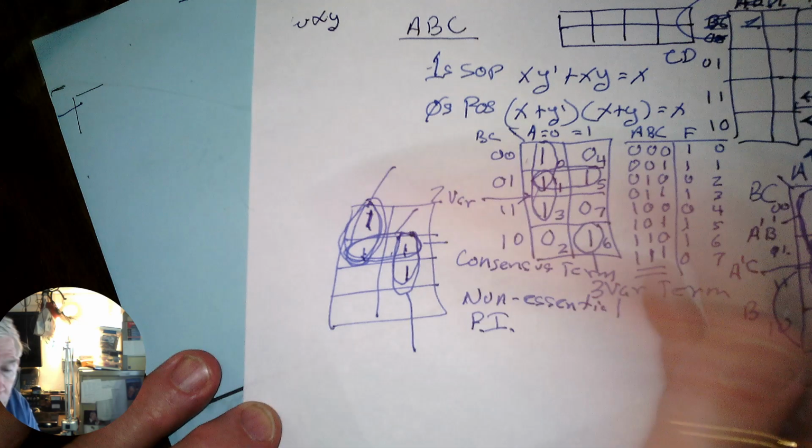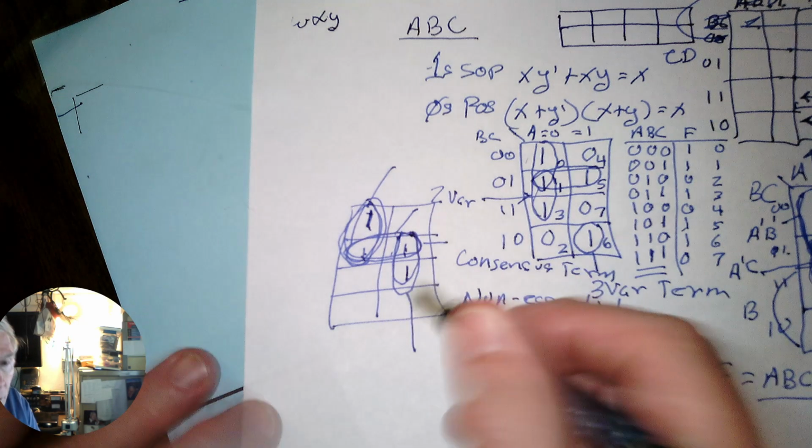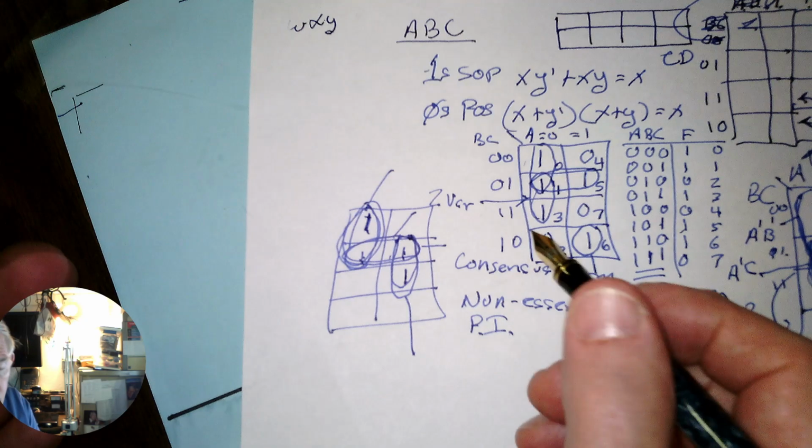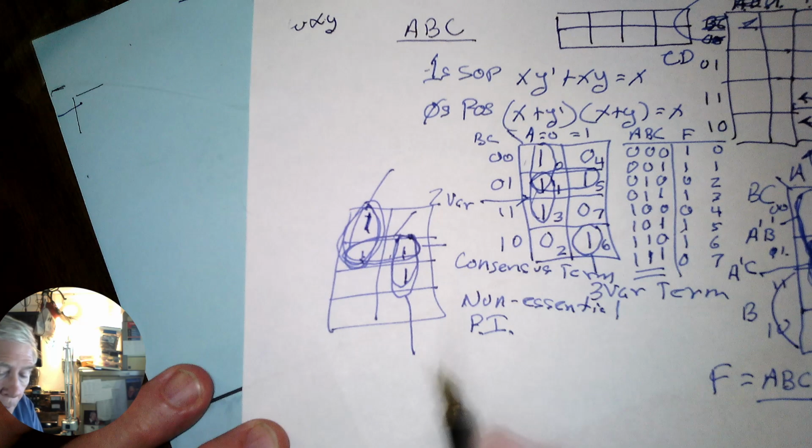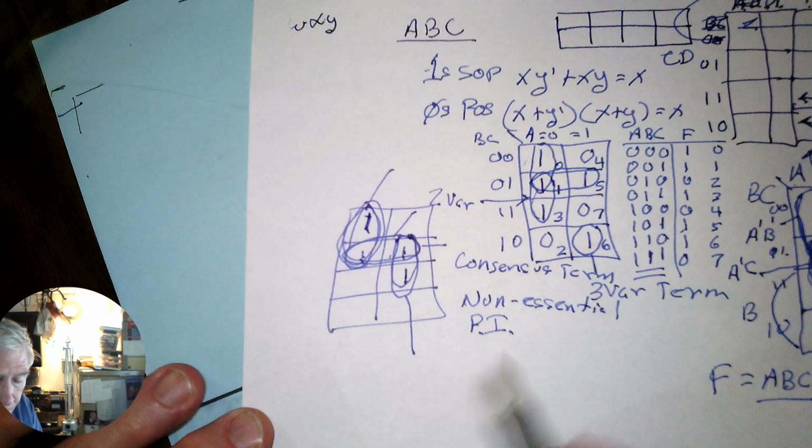You cover all the ones in the map with groups of either 1, 2, 4, 8, or 16, or whatever, depending on the map size. Remember, only powers of 2.